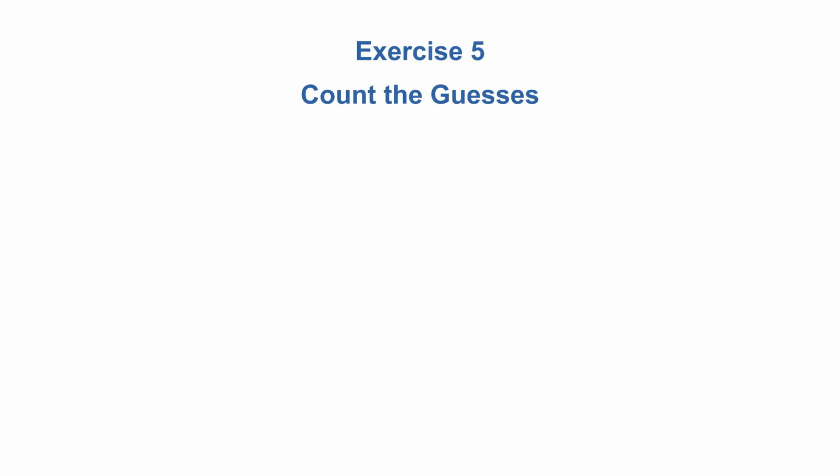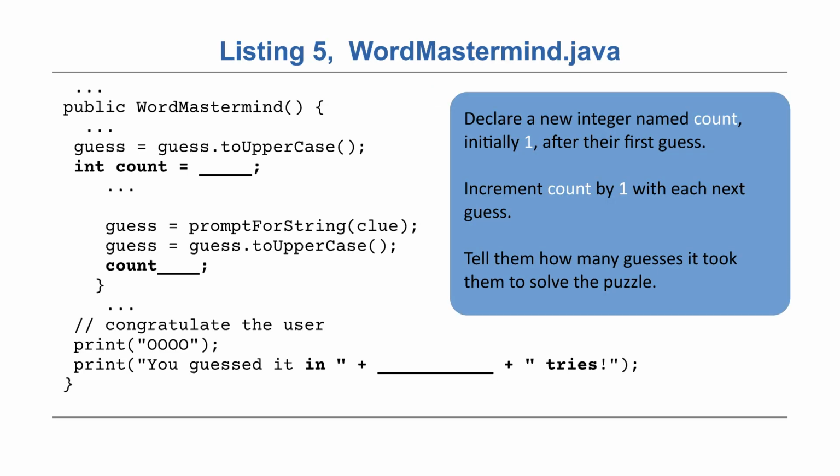Another way to improve this game would be to report how many tries they took to guess the word. Exercise 5. Count the guesses. Declare a new integer named count, initially 1, after their first guess. Increment count by 1 with each next guess. Tell them how many guesses it took them to solve the puzzle. Run it. What happened? After you've guessed the correct word, it should tell you how many guesses you took.